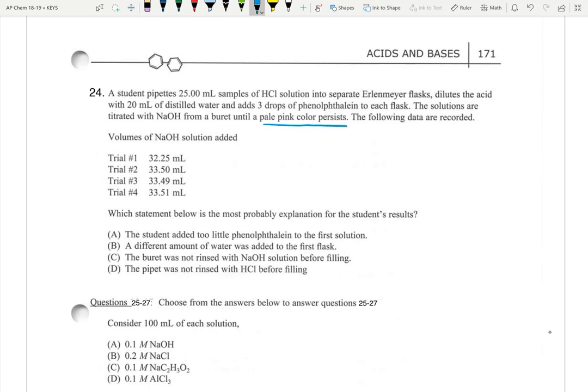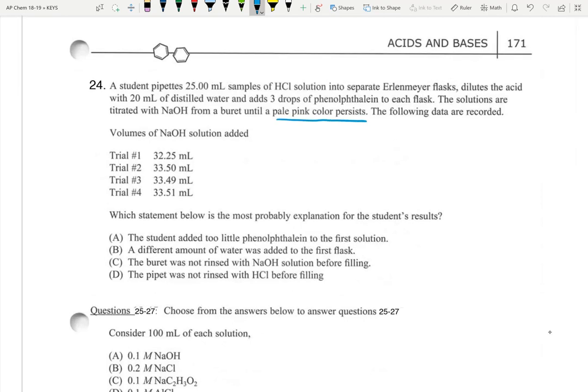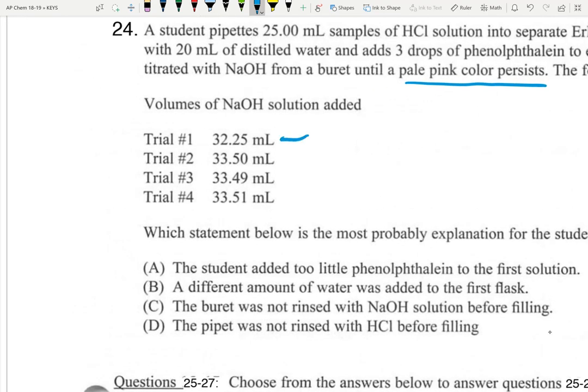It took, it says here, 32.25 and then 33.50, 33.49, 33.51. Look at those 4 choices there. One of these things is not like the other, right? This is really low compared to the others. The other 3 are basically identical. What's up with that one?